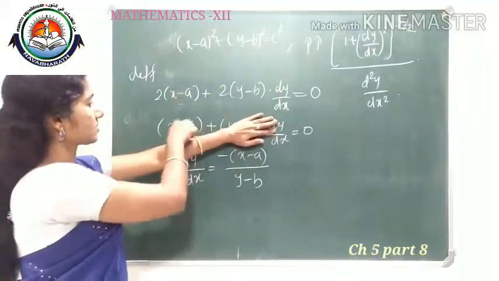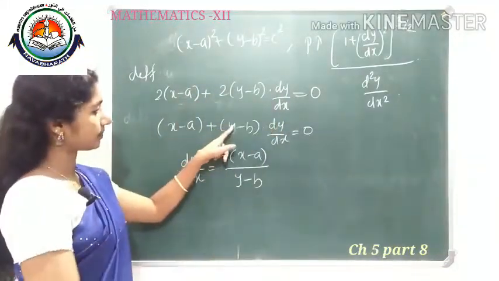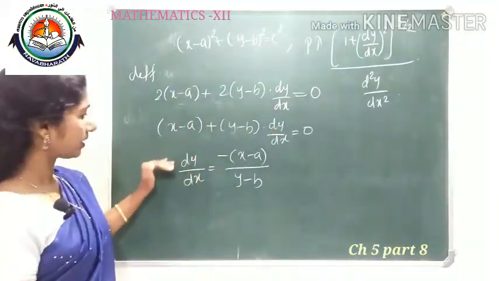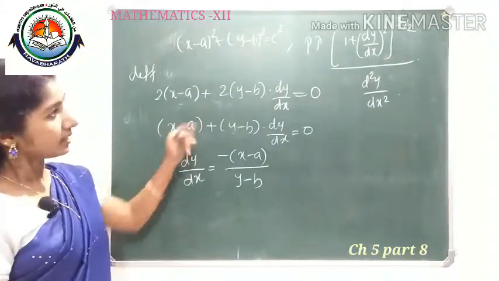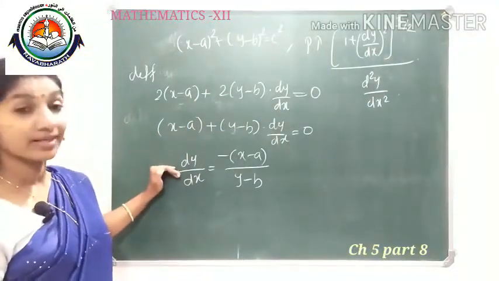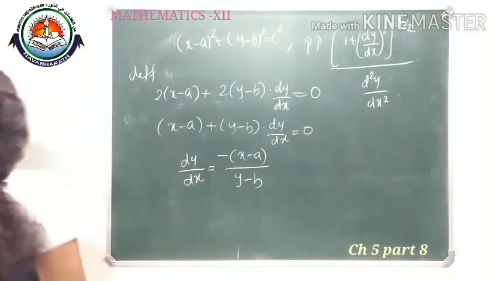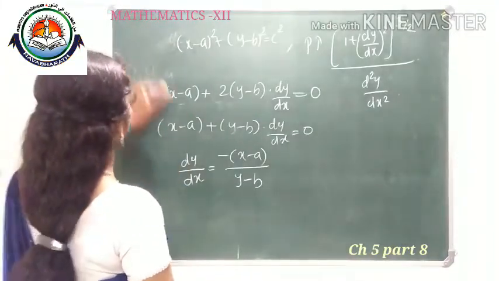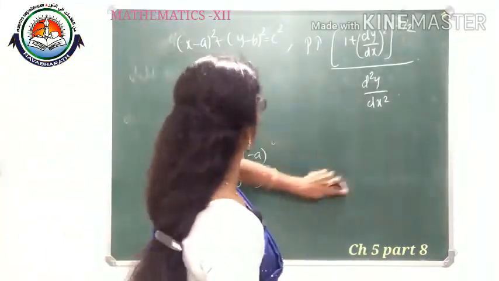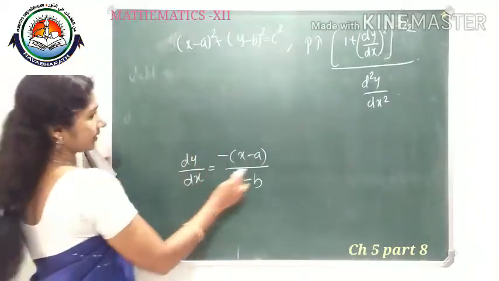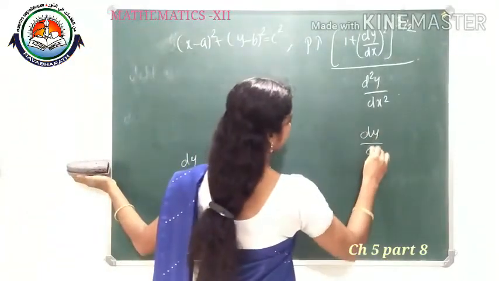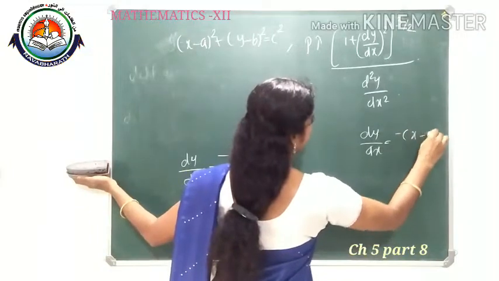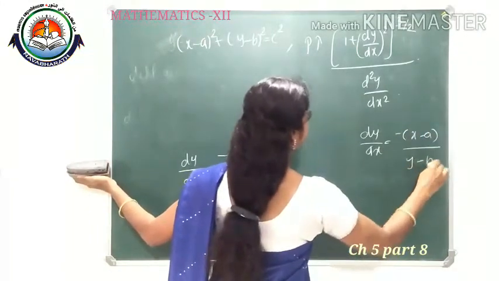First, this is going minus of (x minus a), next this will come down, that much only. So, we got dy by dx. Then we can find the second derivative. dy by dx we got as minus of (x minus a) divided by (y minus b).